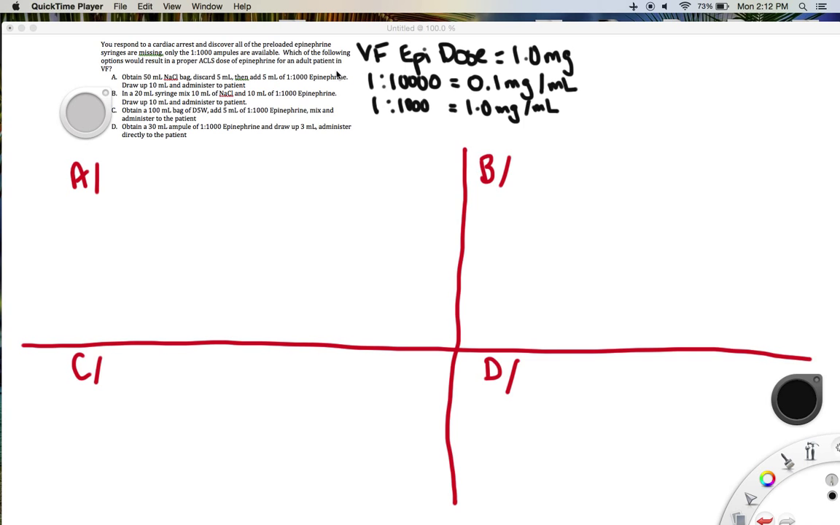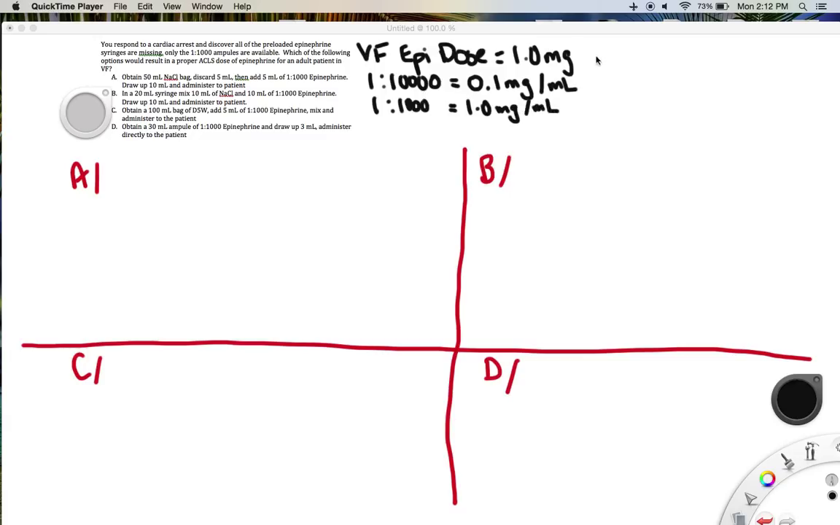Okay? They're telling us in this question that all of those preloads are gone. We don't have them, they're expired, they're gone. So we have to mix some drug using 1 in 1,000 to get the same dose of 1 milligram. Now, 1 in 1,000 epinephrine is 10 times stronger than 1 in 10,000 epinephrine. So if 1 in 10,000 epinephrine is 0.1 milligram per mil, 1 in 1,000 epinephrine is 1 milligram per mil.